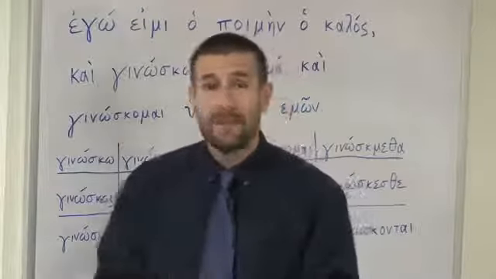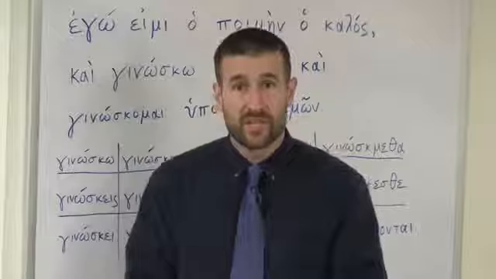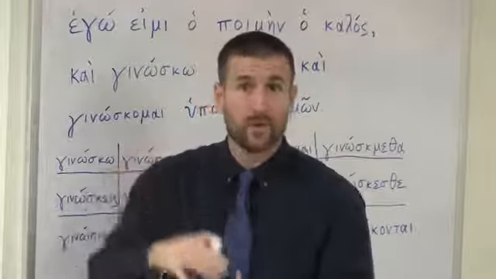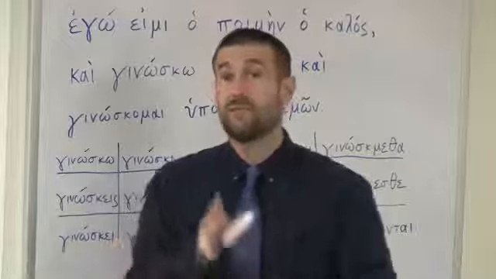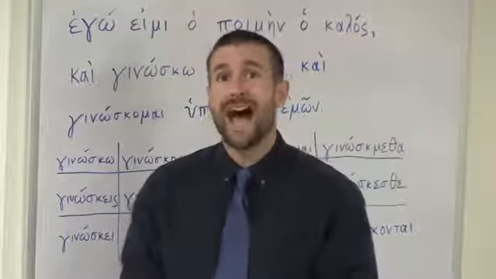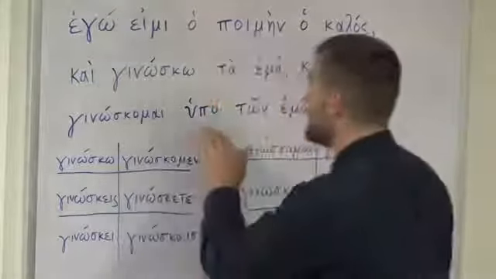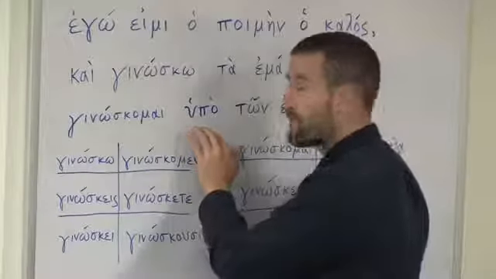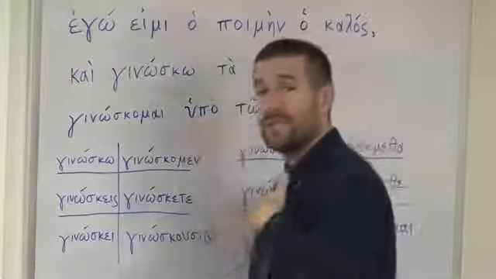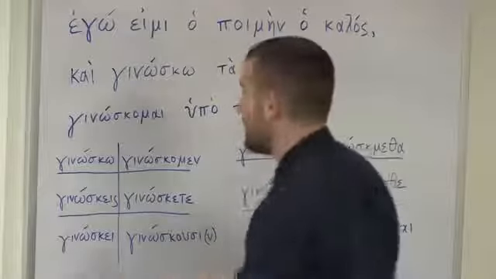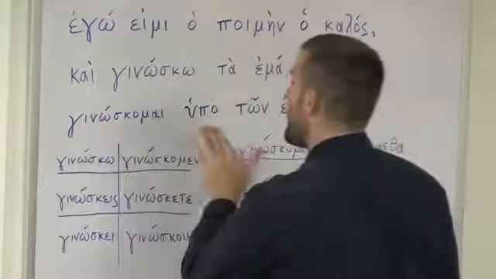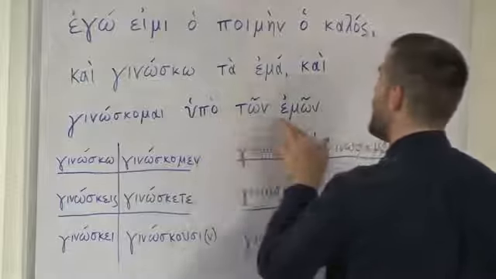People who have high blood pressure have hypertension. Hyper means above or it's too high, hypertension. But if they have low blood pressure, then it's called hypotension. So this ipo is where we get our prefix hypo, means under, but it also means by in the sense of who is doing something, agency. So, ginoskome ipo ton emon.